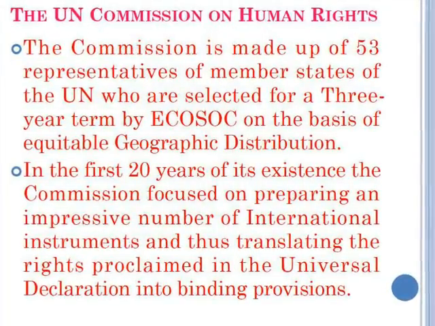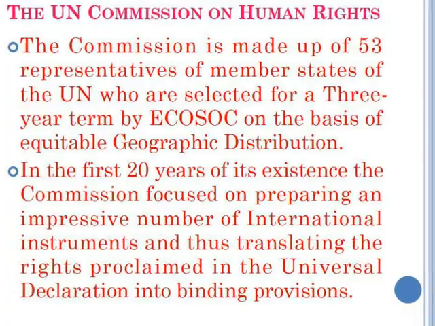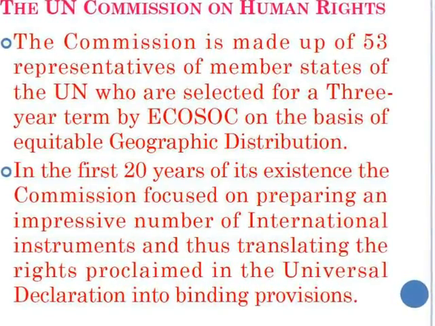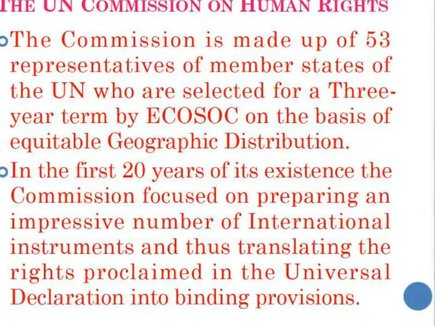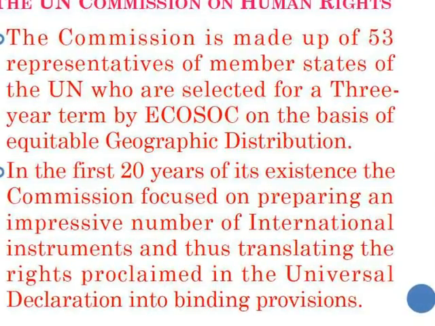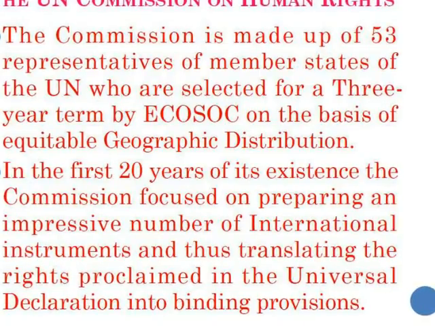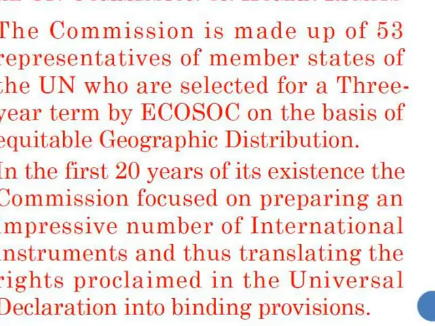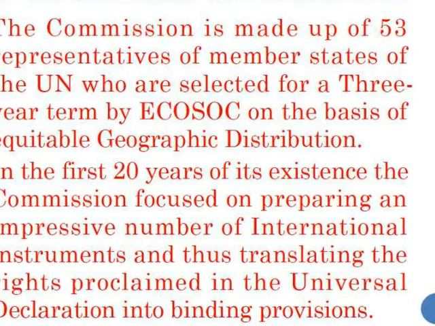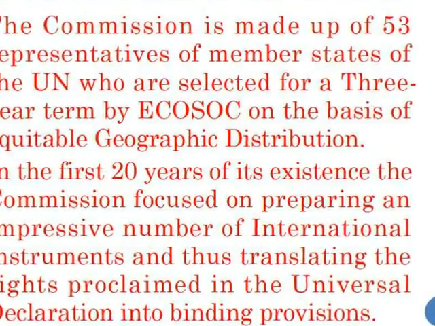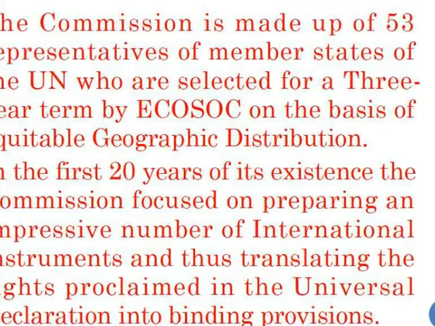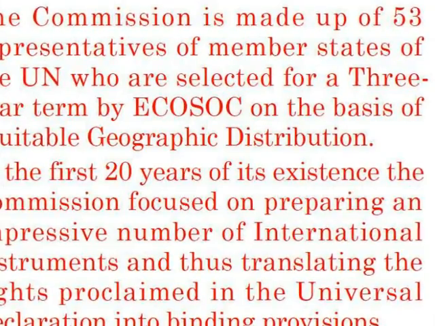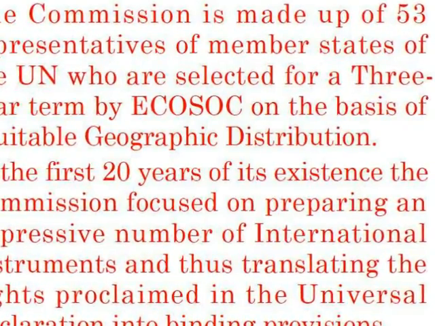Welcome all to the second part of human rights, the United Nations Commission on Human Rights. The Commission is made up of 53 representatives of member states of the United Nations who are selected for a 3-year term by ECOSOC on the basis of equitable geographic distribution. In the first 20 years of its existence, the Commission focused on preparing an impressive number of international instruments, thus translating the rights proclaimed in the Universal Declaration into binding provisions.